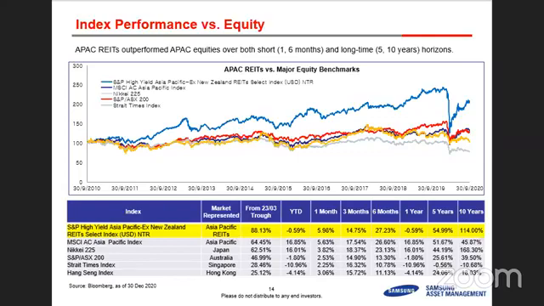So for example, Nikkei 225 represents Japan, ASX 200 represents Australia, and Straits Times Index represents Singapore. And you can see that for short term, such as 1 to 6 months, and long term, such as 5 to 10 years, the APAC REITs index also demonstrates strong outperformance as well. So this also shows the sector superiority of APAC REITs, comparing with the broad-based equity sector and with other subsectors within the equity asset class.